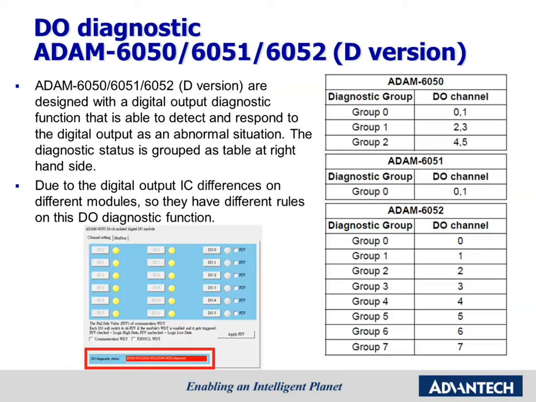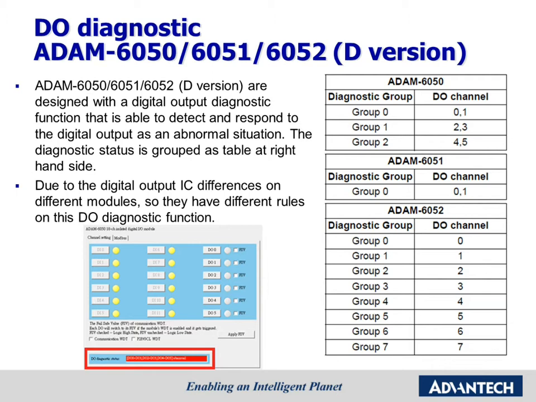function. This is the new function on ADAM 6000-D version for DIO modules, which is called DO diagnostic function. It can detect the DO status of the module. When activating the digital output, circuit wire break or short to ground will result in the failure of digital output. In order to help users clarify the situation quickly, ADAM 6000-D version are designed with a digital output diagnostic function that is able to detect and respond to the digital output abnormal situation.